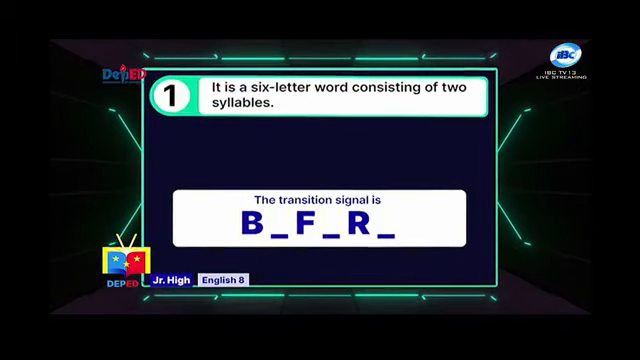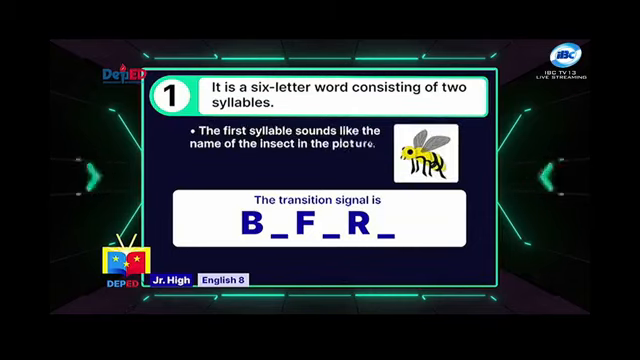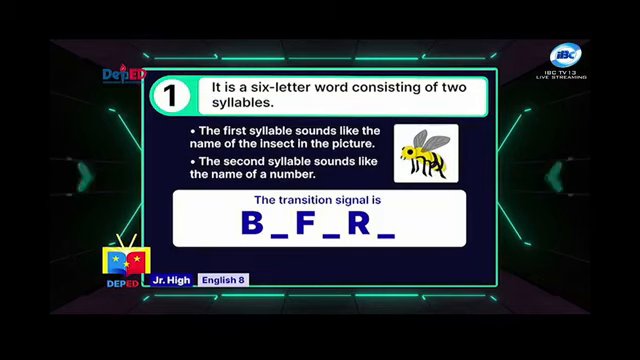Number 1. It is a 6-letter word consisting of 2 syllables. The first syllable sounds like the name of the insect in the picture. The second syllable sounds like the name of a number.